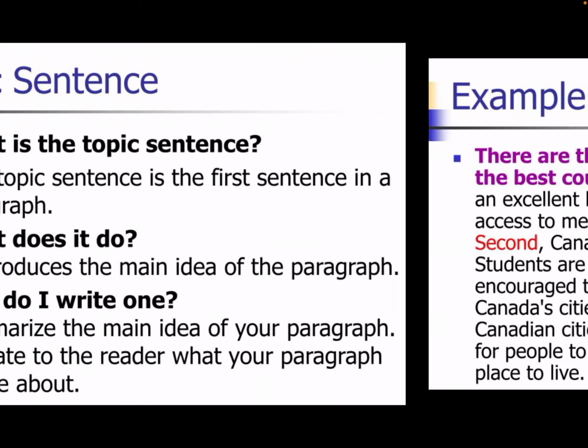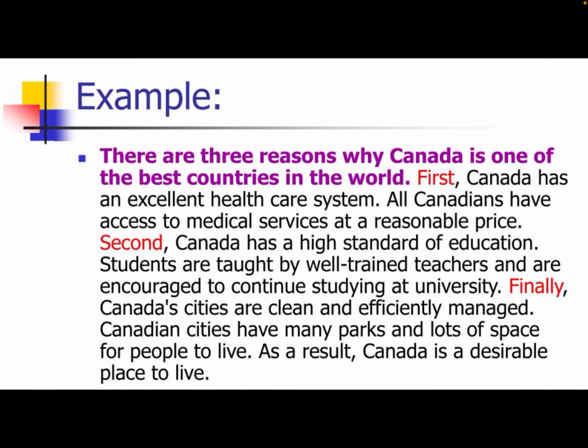Okay? Here I have an example for you. There are 3 reasons why Canada is one of the best countries in the world. This is my personal opinion. So here, the topic sentence: there are 3 reasons why Canada is one of the best countries in the world. I chose this topic sentence. Now, I'm going to continue with supporting sentences, which give the reader evidence why.